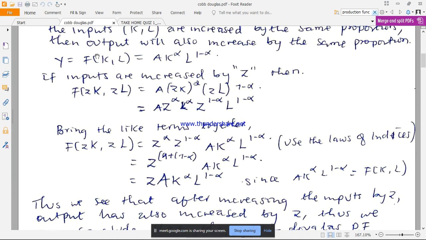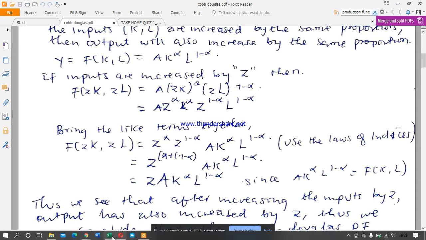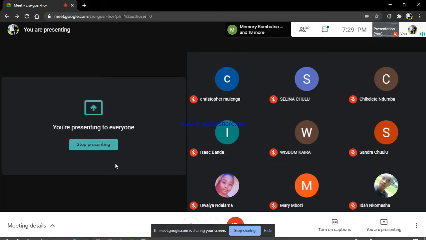But in this case, we've seen that after increasing inputs by Z, output has also increased by Z. Thus, we can conclude that the Cobb-Douglas function exhibits constant returns to scale. Okay, so this is how we prove it.